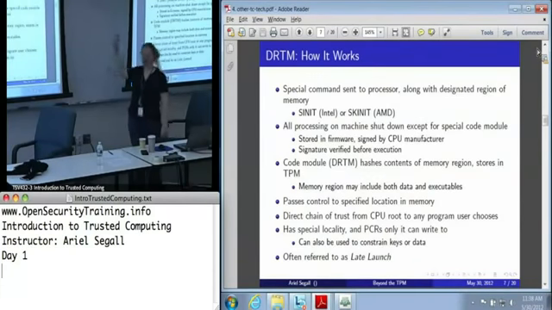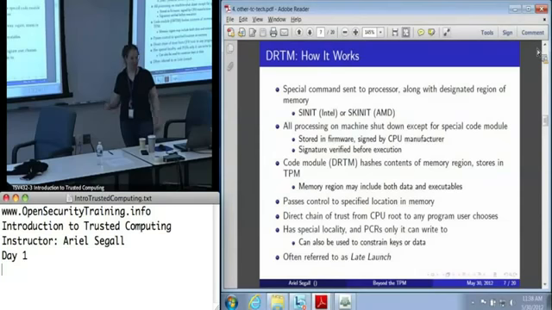We call this late launch in part because some uses of this technology are actually launching an OS. So I can use this to launch an operating system or a hypervisor, but I can also do other things with it.